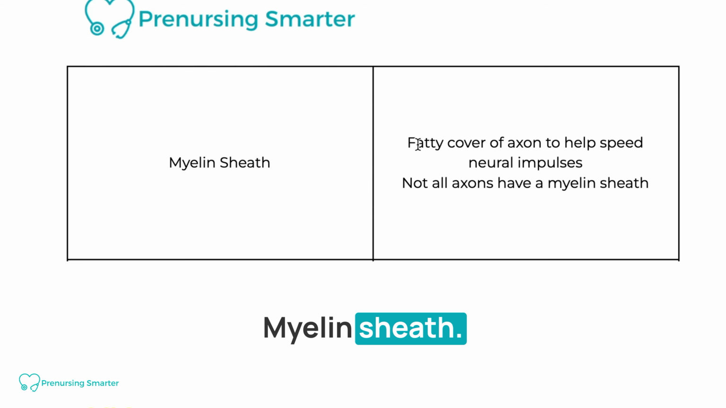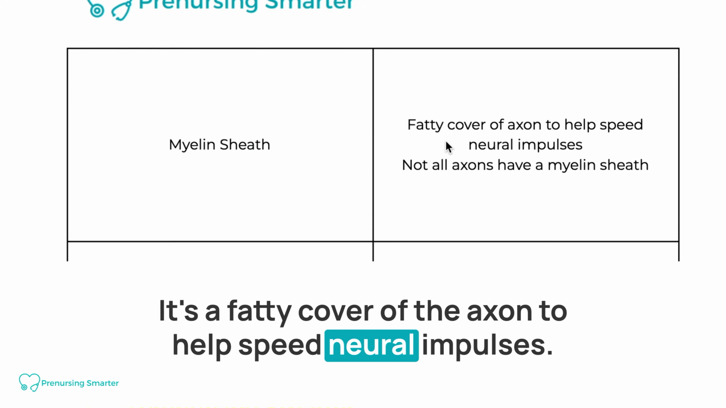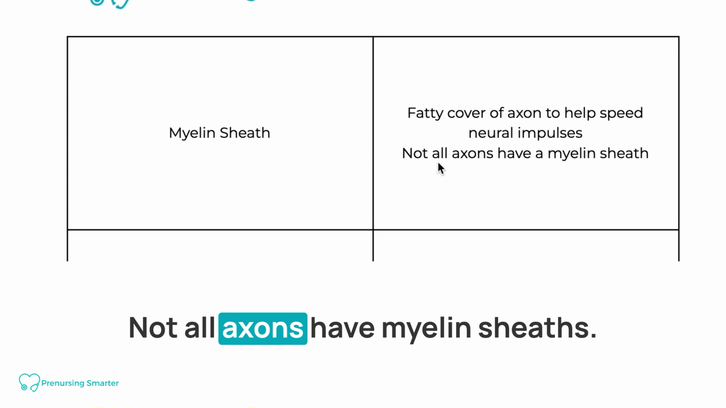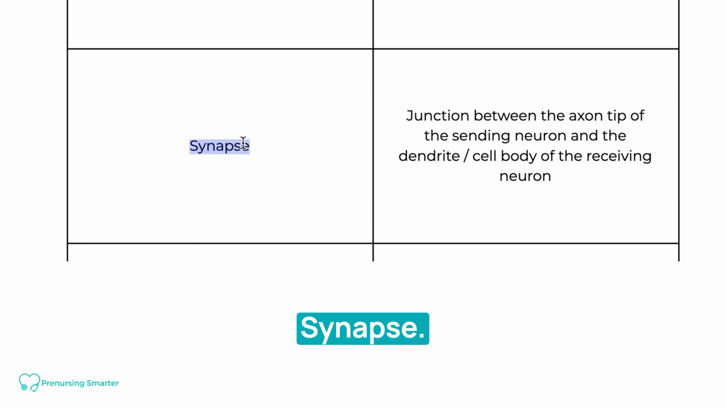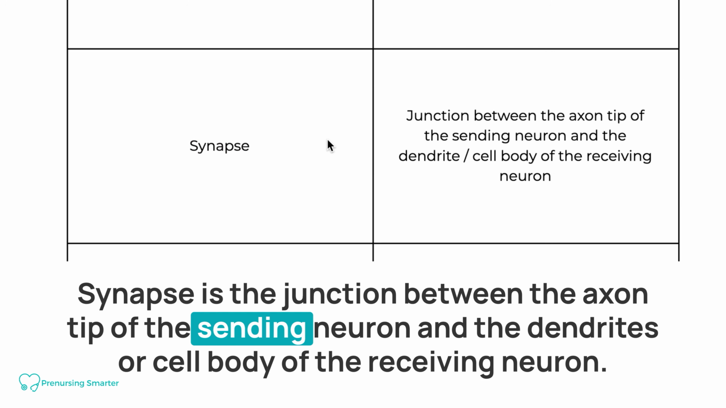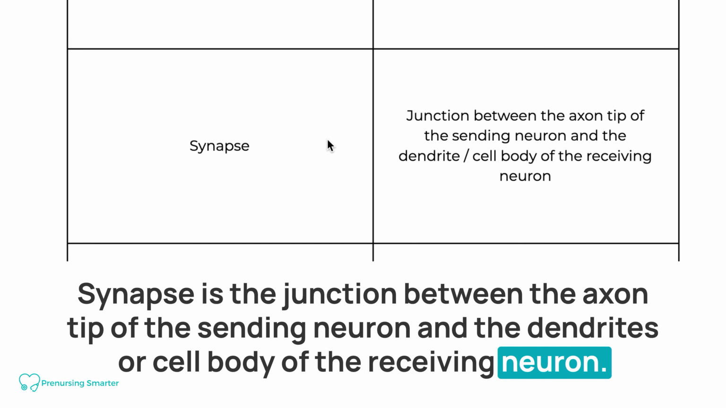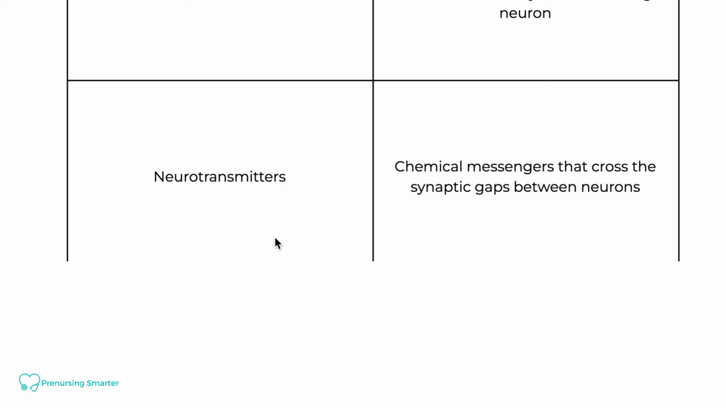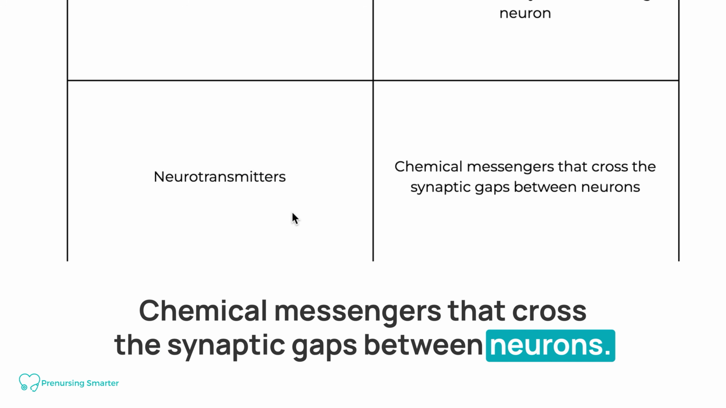Myelin sheath is a fatty cover of the axon to help speed neural impulses. Not all axons have myelin sheaths. Synapse. Synapse is the junction between the axon tip of the sending neuron and the dendrite or cell body of the receiving neuron. Neurotransmitters. Chemical messengers that cross the synaptic gaps between neurons.